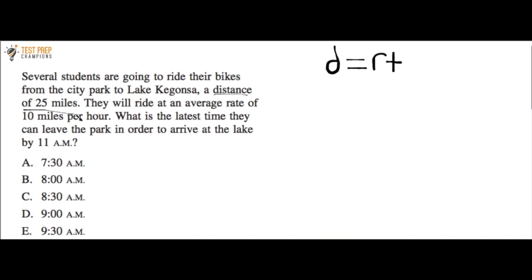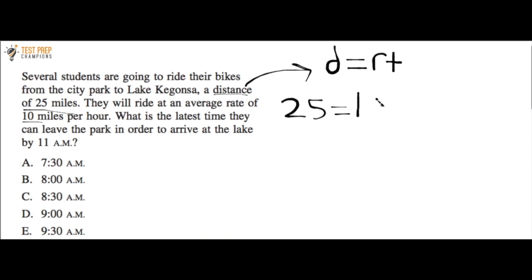So if you had to guess here, whether or not you knew how to do this question, what would I plug into the formula for D? Well, it tells us a distance of 25 miles, so hopefully you guessed that we were going to plug in 25 in place of D. All right, now it tells us they will ride at an average rate of 10 miles per hour. So again, if you had to guess, what is going to be plugged into this formula for R? Hopefully you guessed 10, because it tells us an average rate of 10 miles per hour. So we're going to plug 10 into the formula for R.